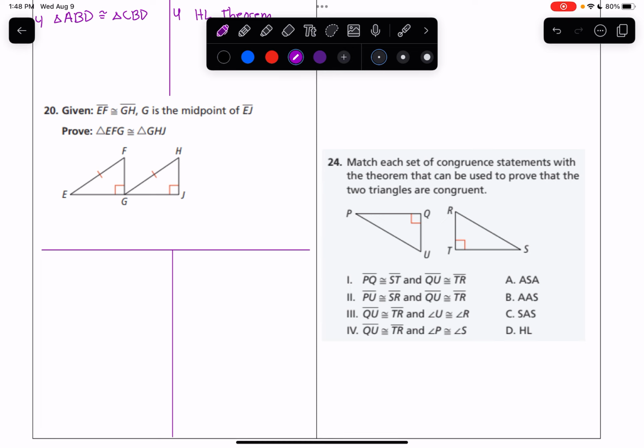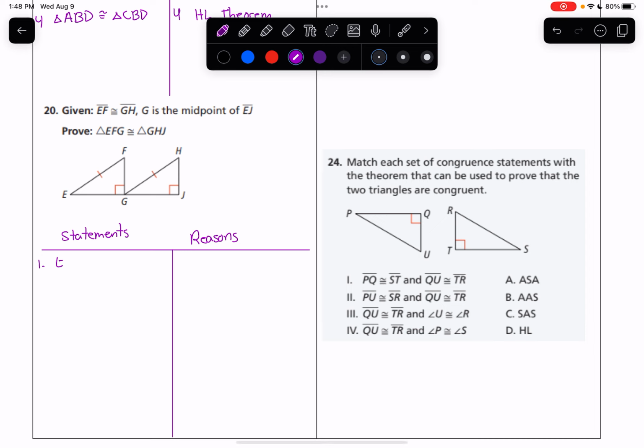Okay, so we've got statements on this side, and we've got reasons on this side. So we'll start with statement number 1. We want to state the given information, right? That's in the diagram and up there.